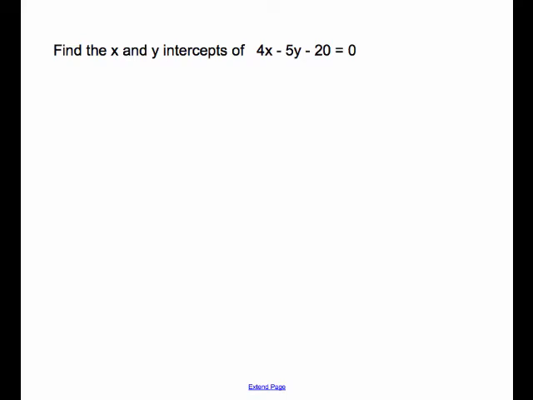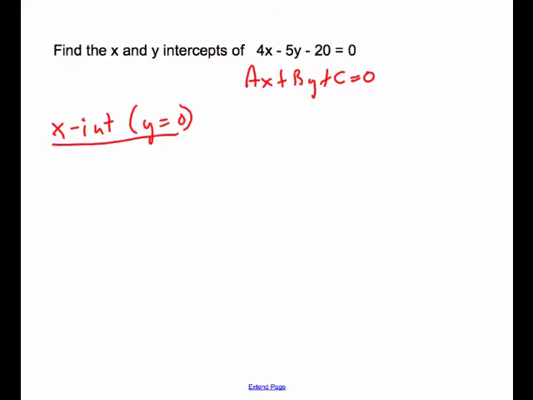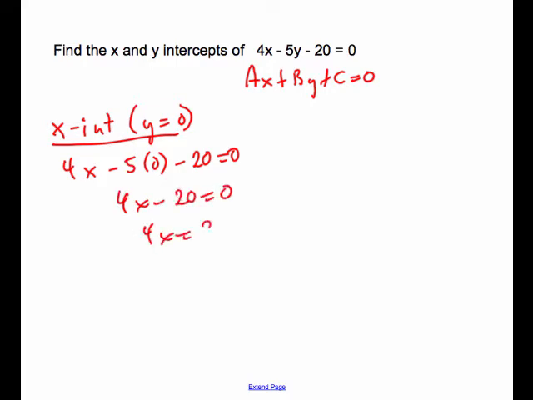Here's a linear equation. It's a first-degree equation, and it's given to us in general form. Now, if I ask you to calculate the x-intercept, which occurs when y is 0, if I substitute 0 in for y, the work is usually pretty quick to do. 4x is 20, so the x-intercept is 5.